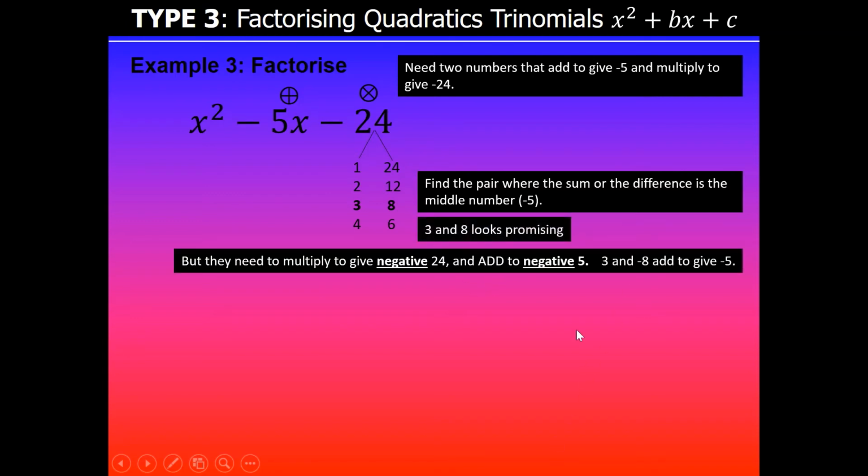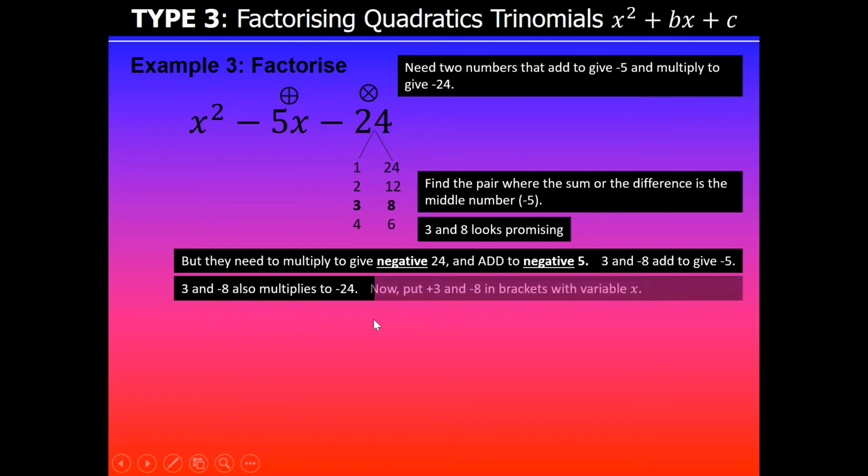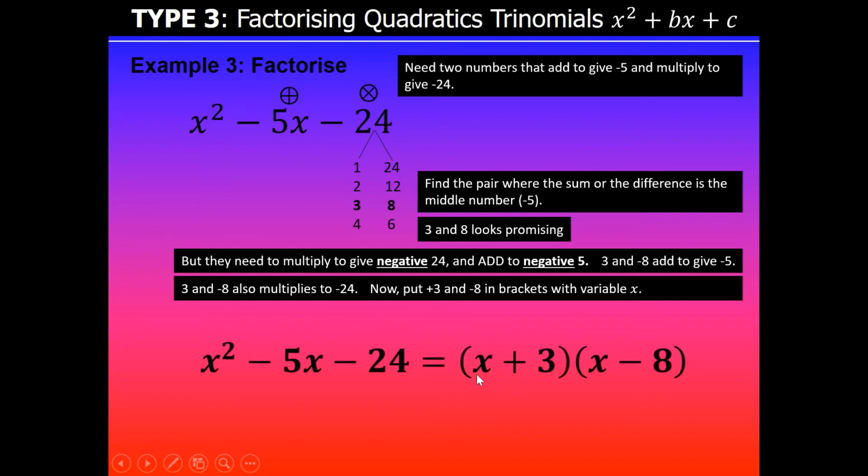So in this case, 3 and negative 8 will add to the middle term negative 5, and also they will multiply to the constant, which is negative 24. So we know that these are the two factors. Then we put them in brackets with variable x. So our final answer is x plus 3 into x minus 8. Now we can quickly check this. 3 times negative 8 is negative 24, and 3 take away 8 is minus 5. That means we have correctly factorized.